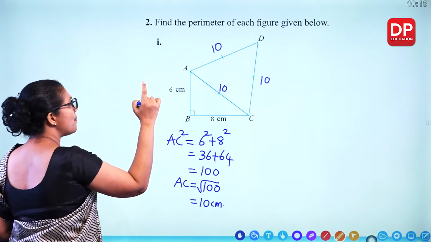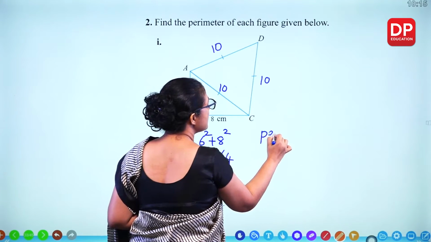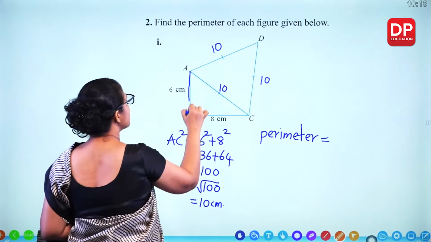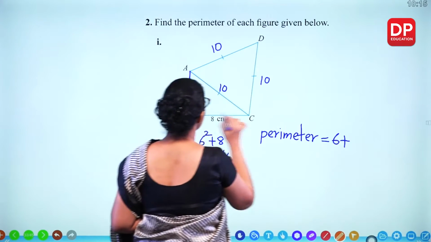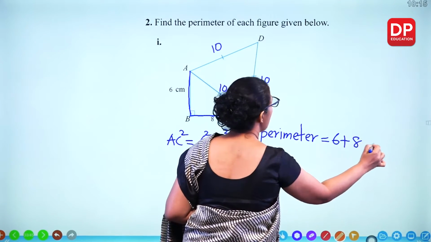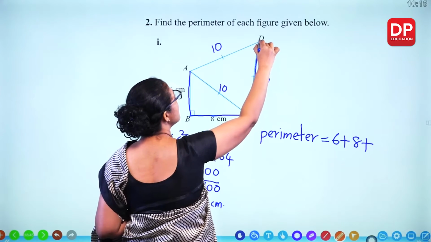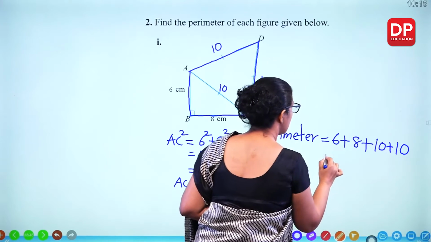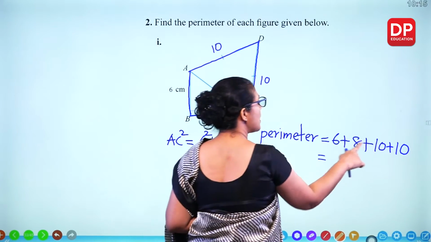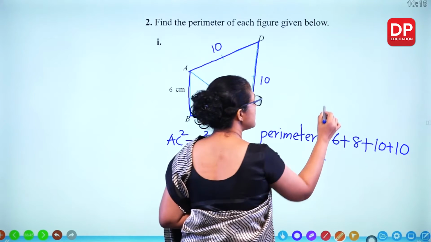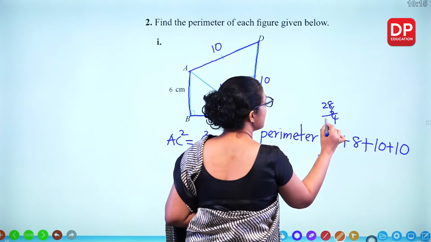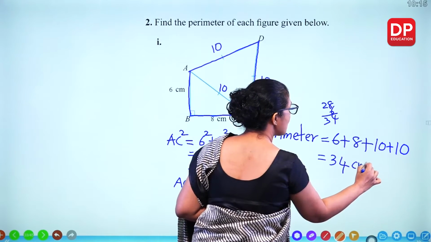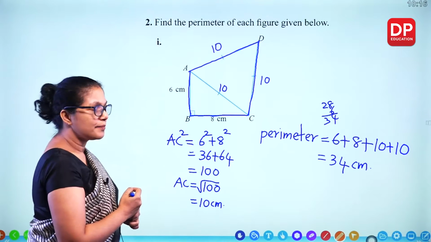Now we can find the perimeter. Perimeter is the outer length. 6 plus 8 plus 10 and 10. So what's the total? 20, 28. 28 plus 6, you get 34 centimeters for the perimeter of this figure.